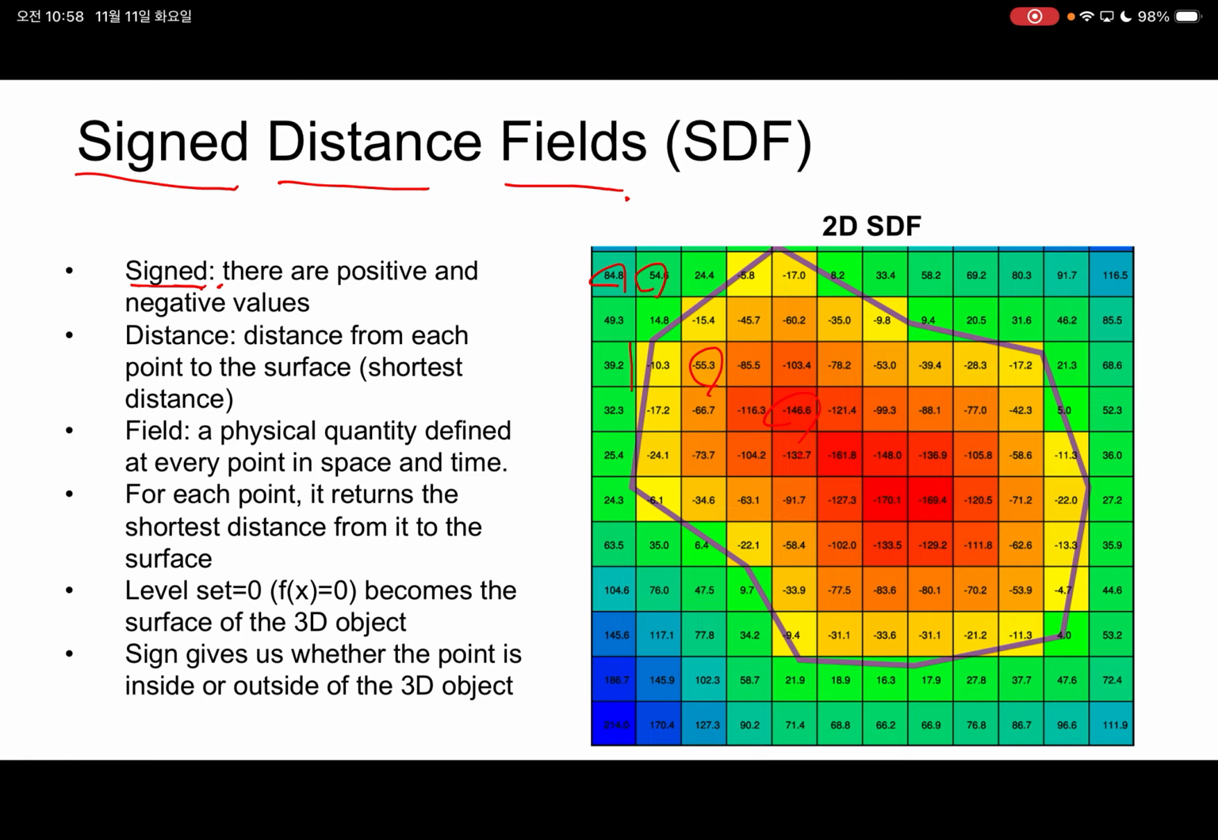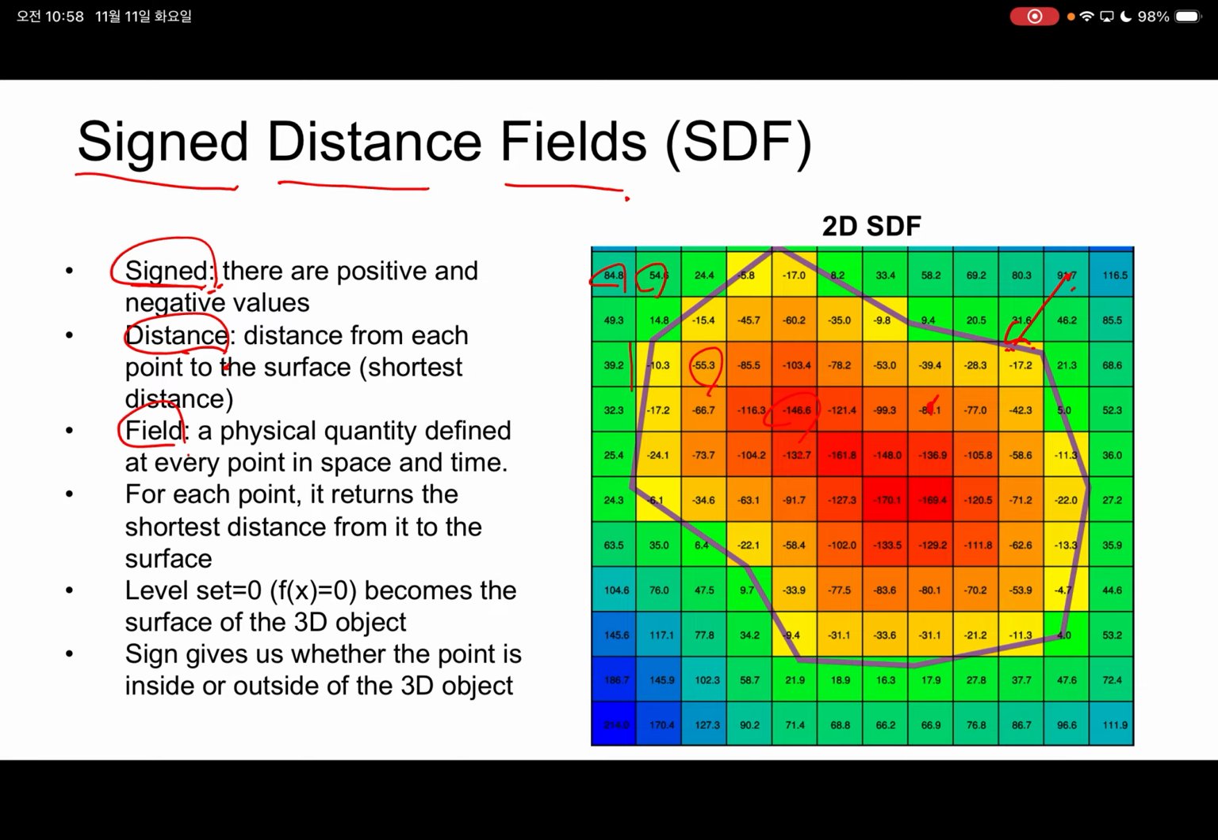So this is why we have signed here. And distance: each pixel has the distance from its point to the surface, the shortest distance. So let's say for this pixel, the shortest distance might be this one, right? So the value of this pixel, 91.7, is the distance between this point and the closest surface point. That is why we have distance here.